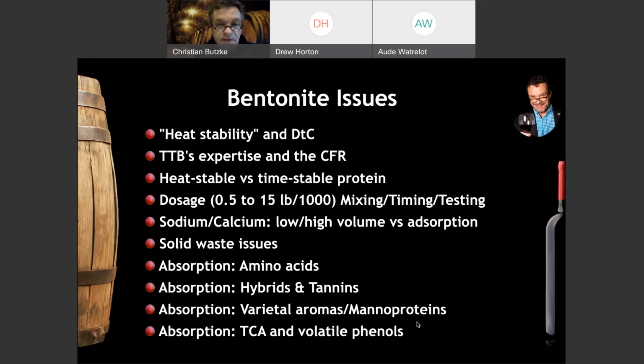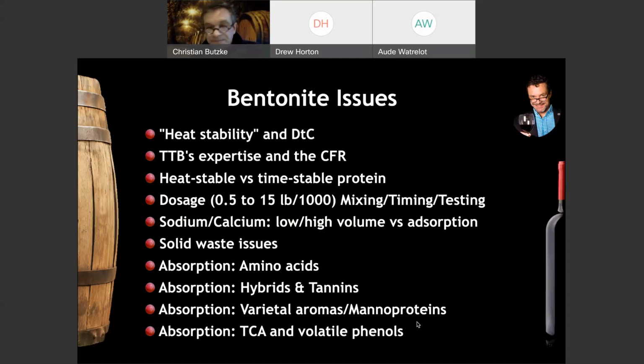The dosage is extremely wide-ranged, very different from most other fining agents. It basically goes from 0 to, I have used 15 pounds per 1,000 gallons in a very heat unstable bottling of, God, what was it? I can't think of it.